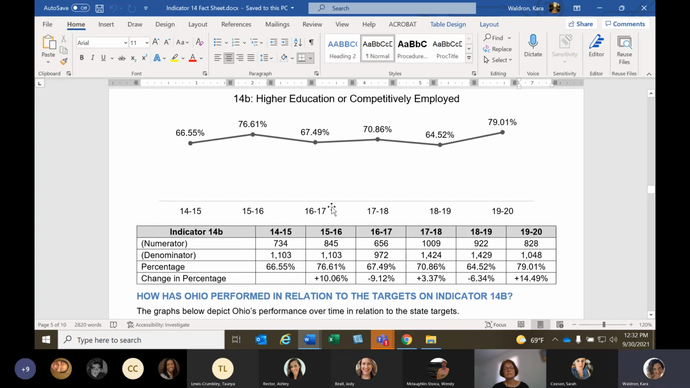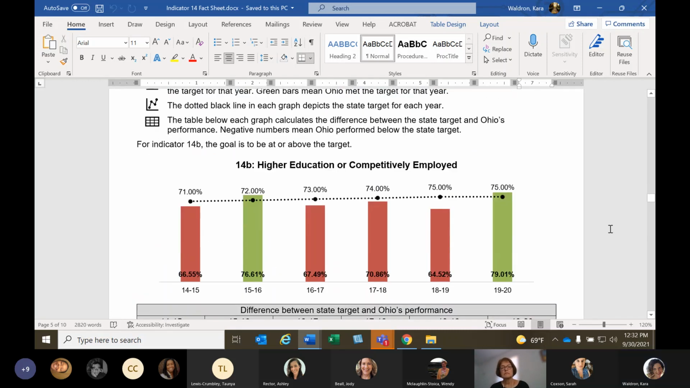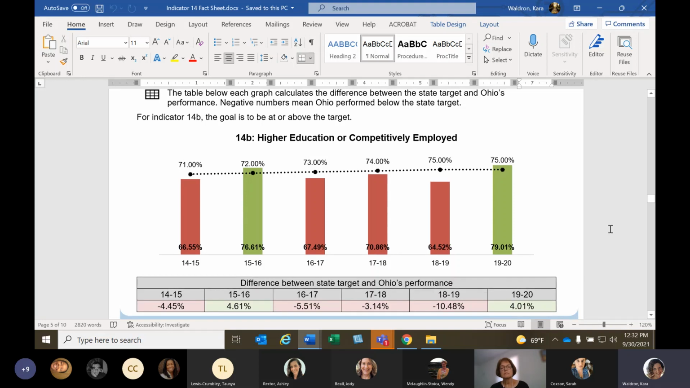So then as we consider these same data, we can look at how we did against our prior targets for 14B. And a little bit of a mix. They still prove to be more rigorous than they were attainable for us. We did meet them in 2 of the years, including the most recent year. Getting to that 79%, we exceeded our 75% target, but the other 4 years, we did not meet them.